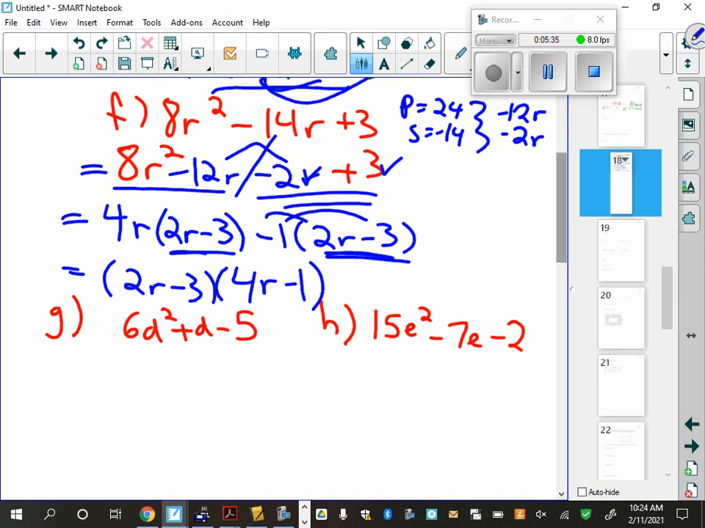The binomial product, 2r subtract 3 times 4r plus 1, 8r squared, yep, -2 subtract 12r, which is -14r, and plus 3. You don't even need to check this. It is correct. I know it's right. Save your time. Go drink some Coke.